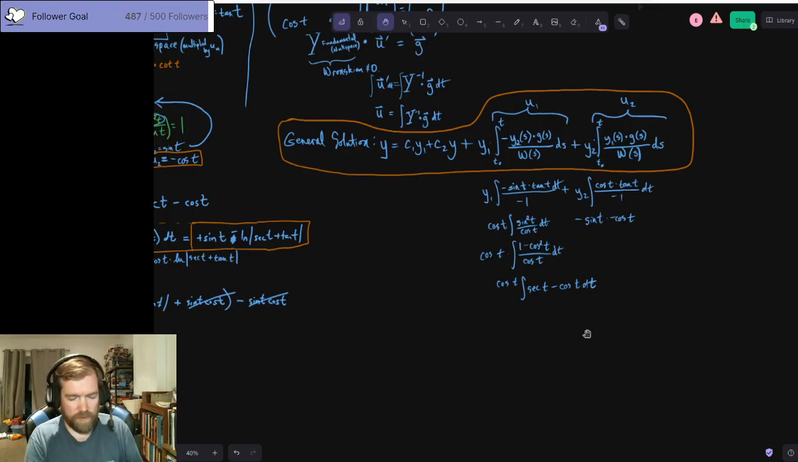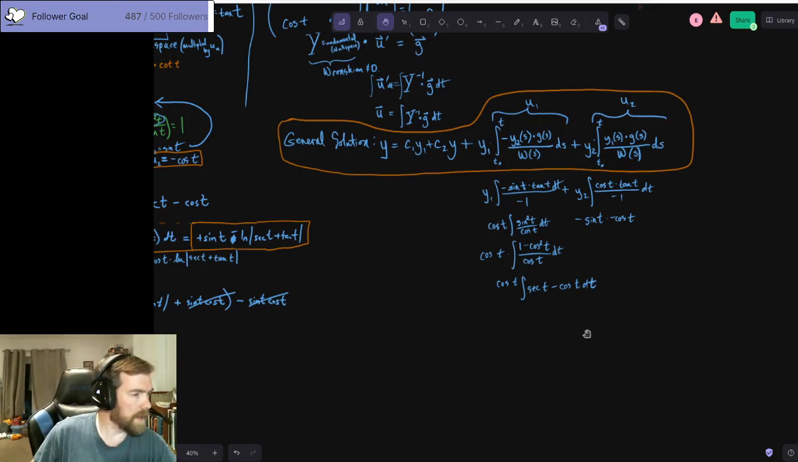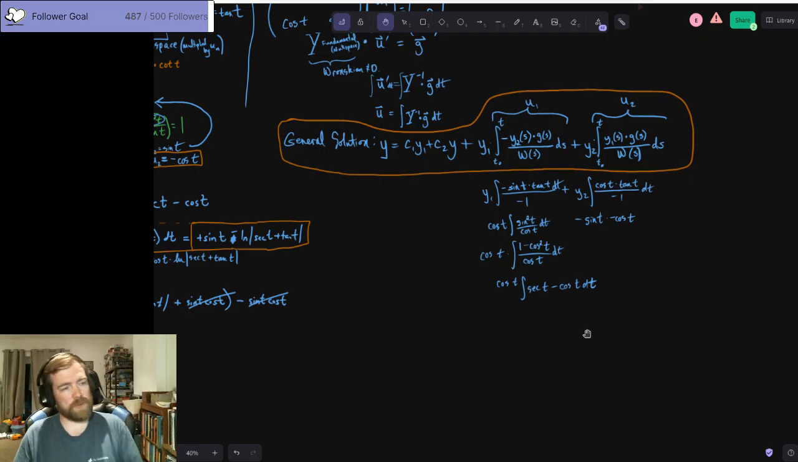Next class, however, we're going to look at some of the applications of second-order ordinary differential equations, which includes gravitational acceleration, including air friction, Kirchhoff's law.